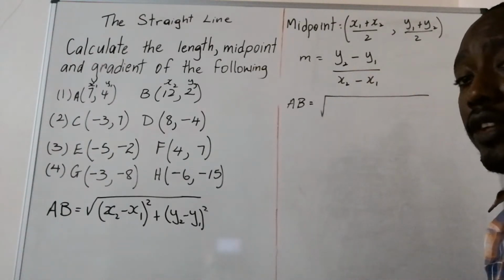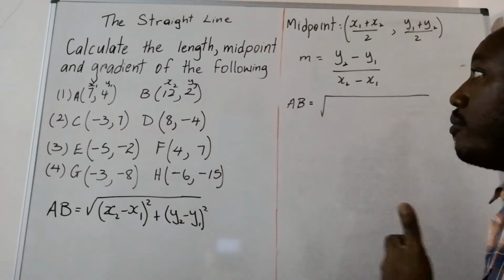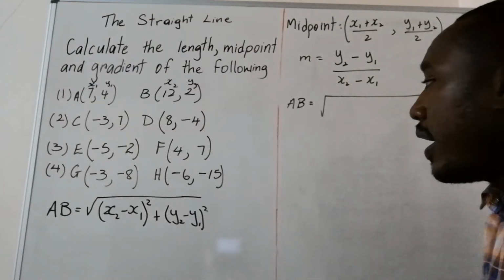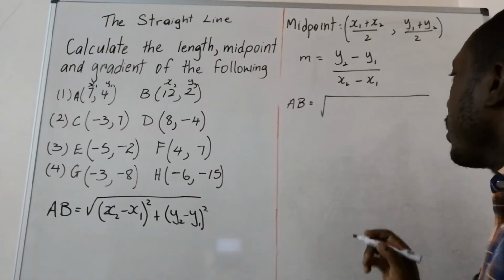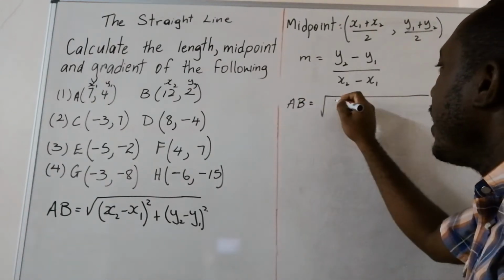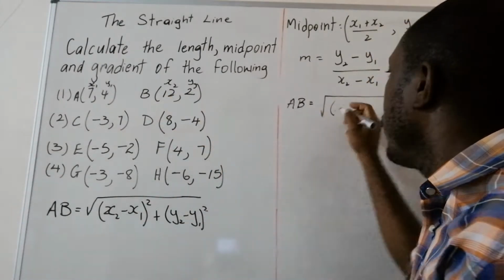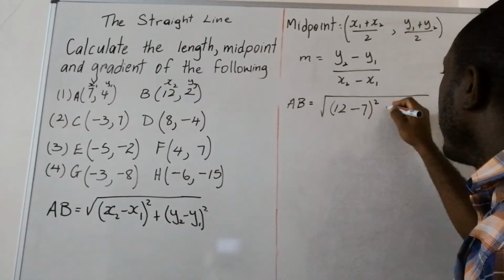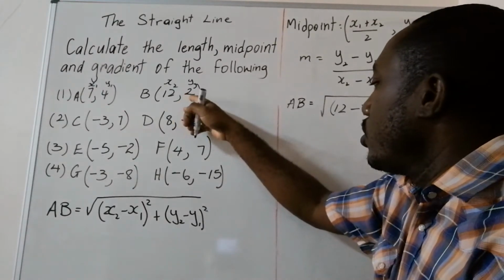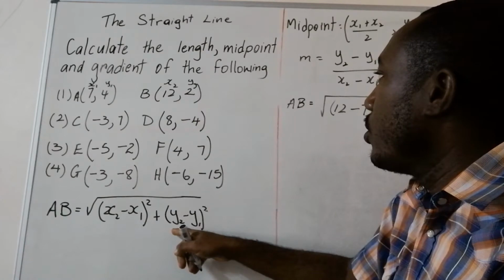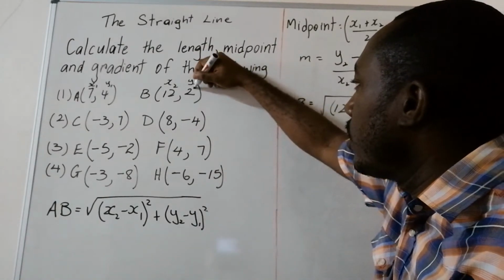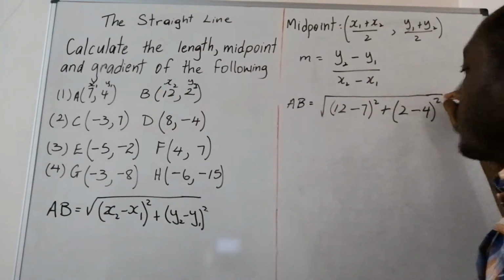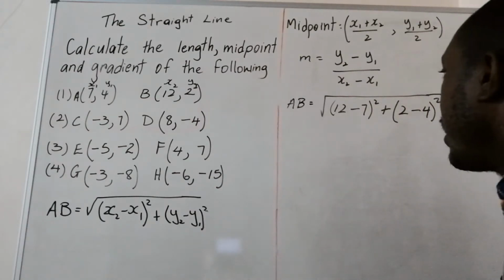And if you feel confident enough to find the gradient, the midpoint, and the length by yourself, you can pause the video and do so, and then check the answers when we are completed. So the first point is 7, 4. In here, x2 is 12, 12 minus x1, which is 7, squared, plus 2, which is y2, minus 4, all squared. All right?